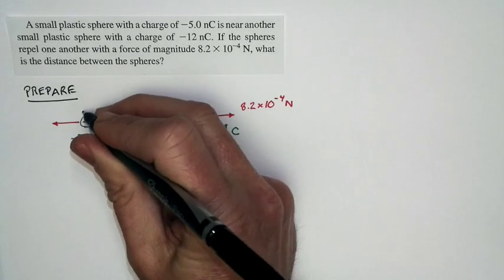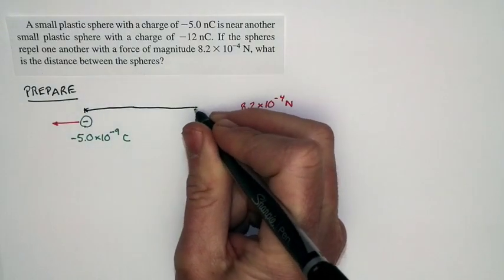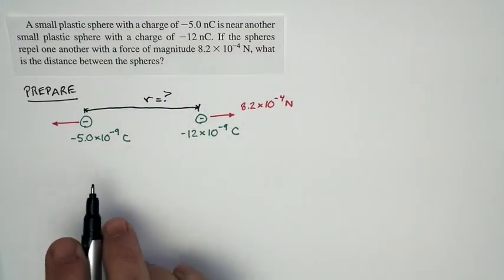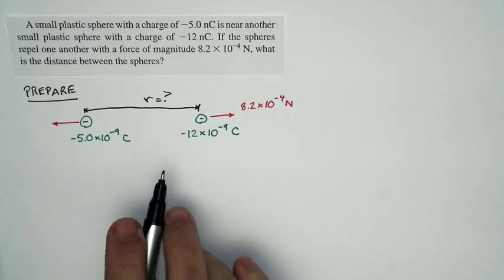And what we're asked to find is this. We're asked to find the distance between the two spheres. That's not given to us. We're asked to find this distance. So here's a setup, and we start with a picture, as we so often do.